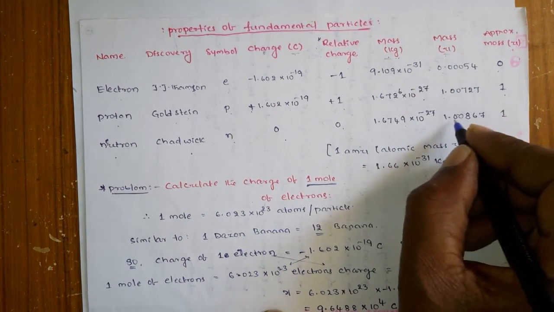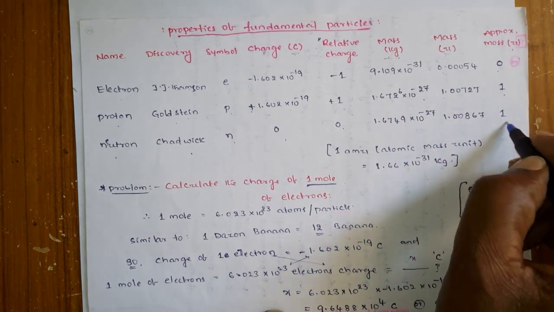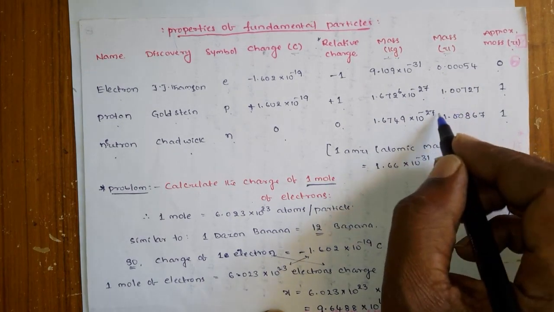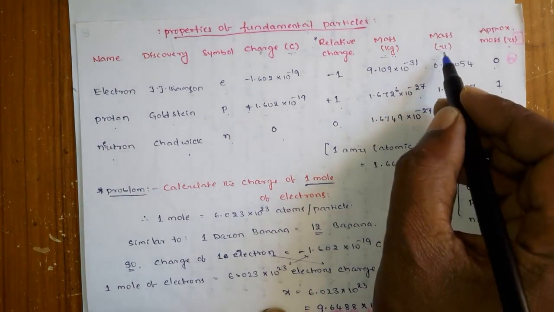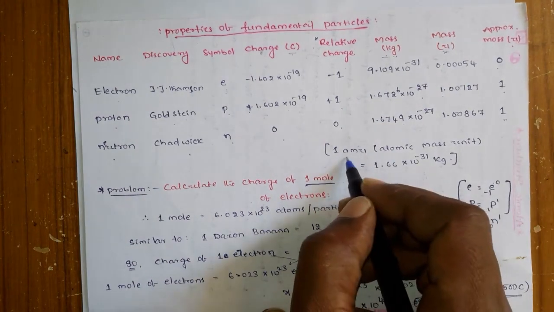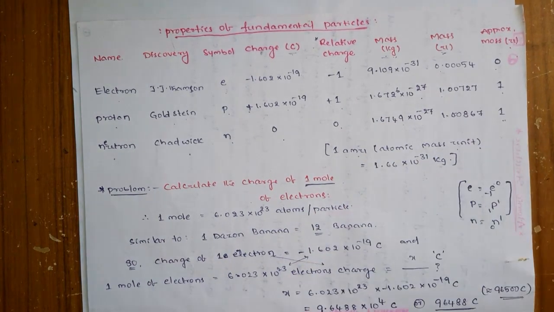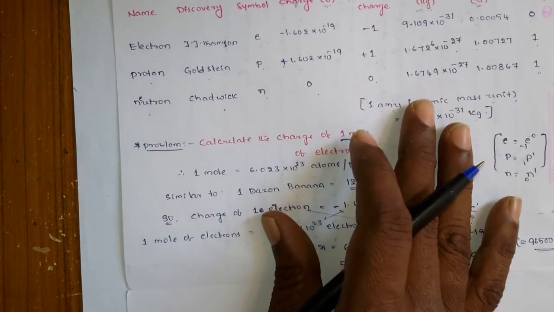And come to the u, 1.00867 u, and the approximate mass, again, is 1. You see here 2 zeros are there, so you can take it approximately as 1. Okay, what is the u? The u is nothing but amu, atomic mass unit. Atomic mass unit. Okay, right.